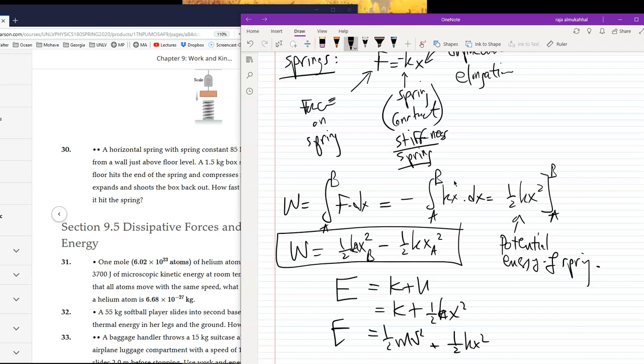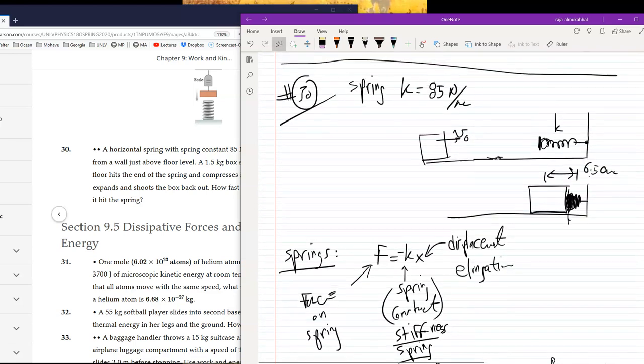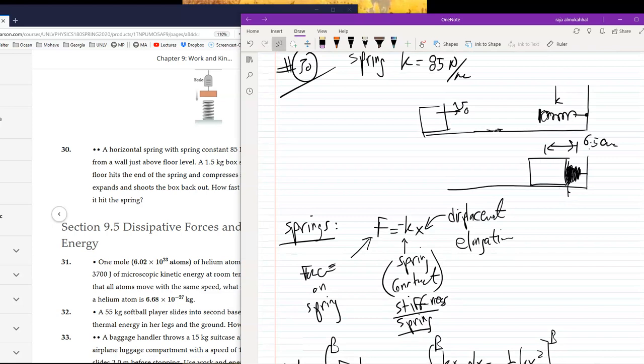You got that? So I can use this version of the conservation of energy if I'm not dealing with gravity. If I'm dealing with gravity, this E is equal to 1/2 mv squared plus mgh. So whichever fits your problem. I'm going to deal with that for this problem. So let me go back and try to solve this problem. Let me move on to the next page.